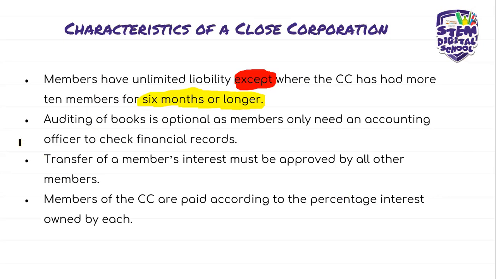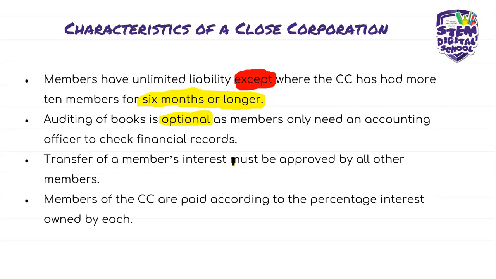Auditing of books is optional as members only need an accounting officer to check the financial records. So we know that auditing of books is optional, which means it's not a must, unlike the company. Under companies, auditing of books is a must. You have to do it, like it or not.